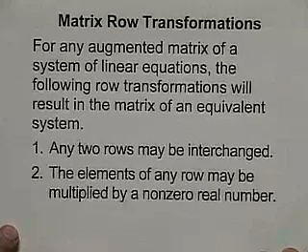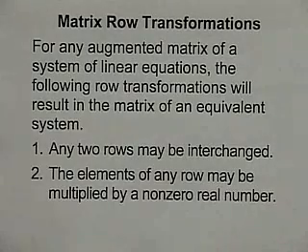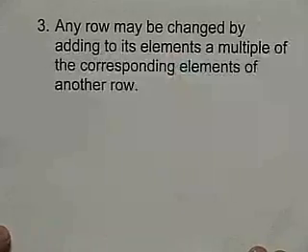Matrix row transformations. For any augmented matrix of a system of linear equations, the following row transformations will result in a matrix of an equivalent system. First, any two rows may be interchanged. Second, the elements of any row may be multiplied by a non-zero real number. Third, any row may be changed by adding to its elements a multiple of the corresponding elements of another row. So let's go ahead and take a look at an example using some matrix transformations.